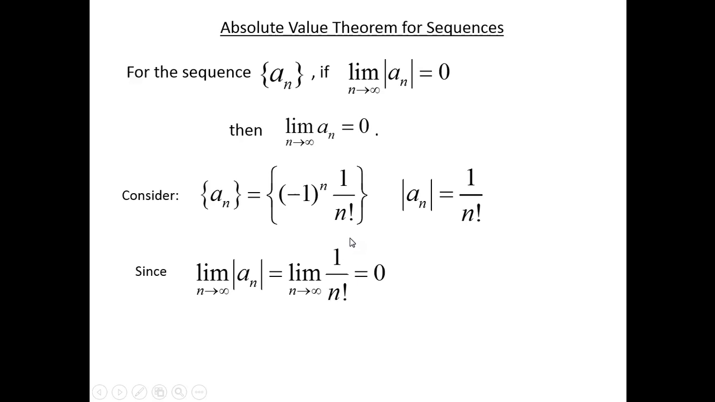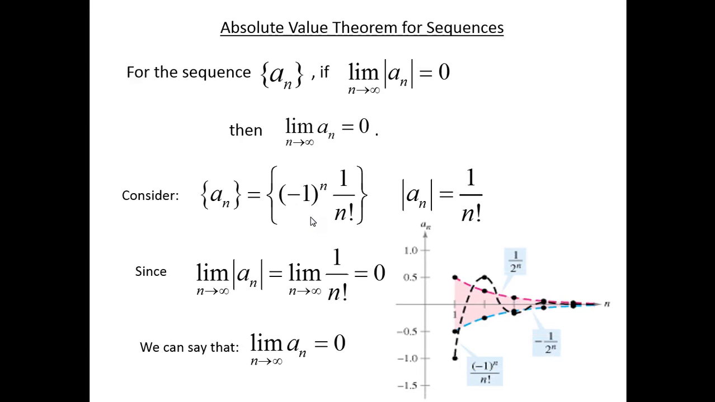So since this sequence goes to 0, what does this theorem tell us about the original sequence that included the alternating part? It also goes to 0. Picture of the graph of the sequence.